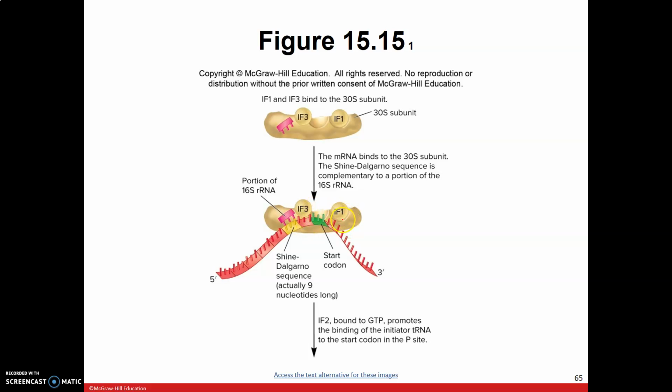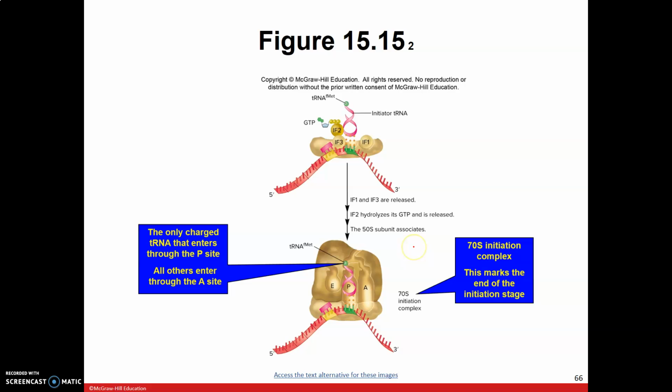IF3 and IF1 also help stabilize. And then IF2 binds to IF3, and it brings with it some GTP. You've probably heard of GTP before. It's kind of like ATP. It does carry energy. It carries phosphates. But what it does is it basically sets everything up for the methionine to take place right here with the start sequence.